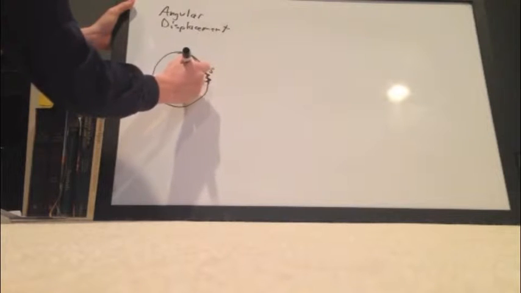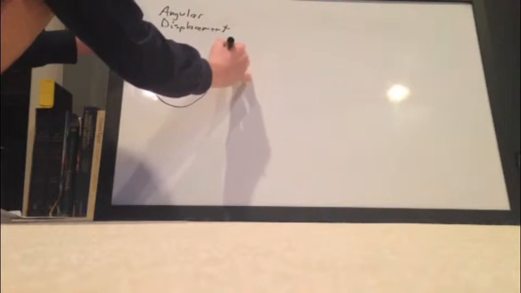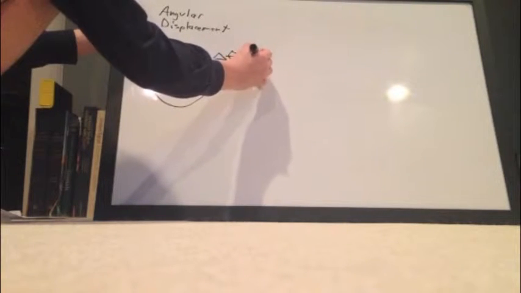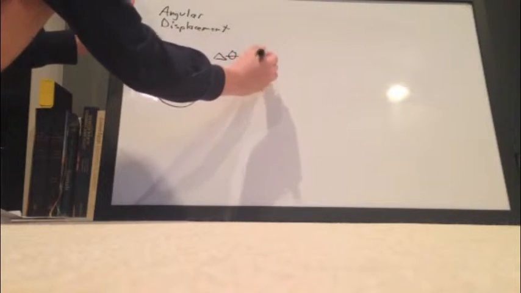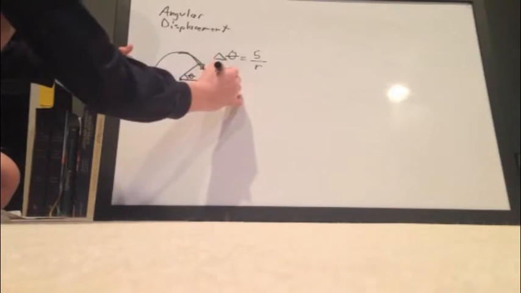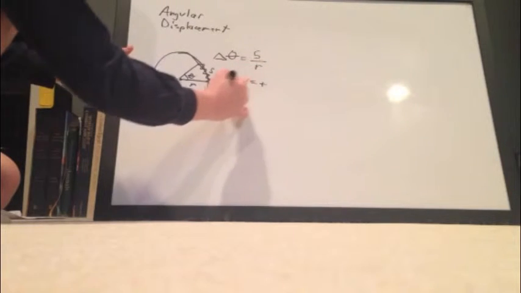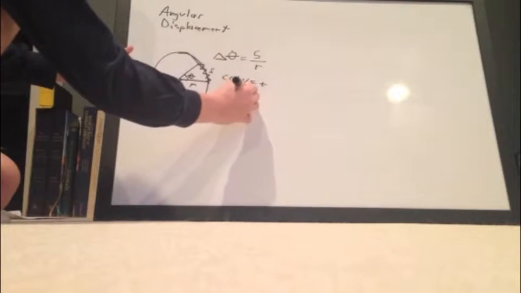Angular displacement is important for measuring how far a point on the ping pong ball travels when it spins. This can be used to find even more complicated parts of spinning and rotational mechanics, such as angular velocity and angular acceleration. When the ball spins counterclockwise, theta is positive, and when it spins clockwise, theta is negative.